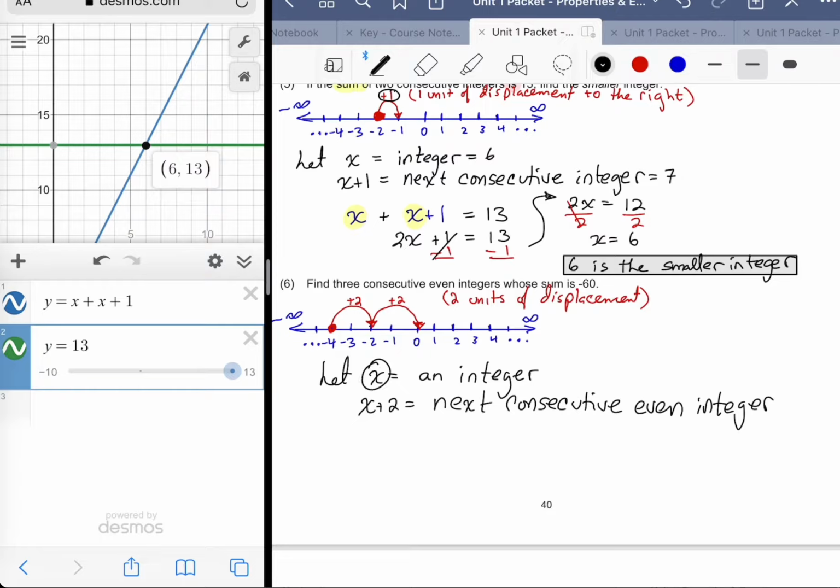Yeah. So x plus 4 would be the last consecutive even integer because we're starting off at some number x, unknown completely. We're adding 2 to it to get to the second value. We add 2 more to get to the third value.